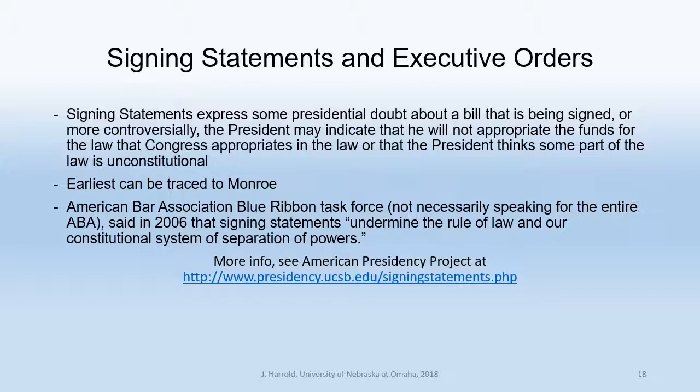Here I want to switch gears a little bit again and talk about signing statements and executive orders, because executive orders are a hot topic, since President Trump has signed a lot of executive orders. He's not the first president to do so. Presidents throughout history have used signing statements, where they sign a law but in writing express some of their reservations about the law. Is that a constitutional practice? Again, it's allowed, but there is an opinion that it might not be a constitutional practice.